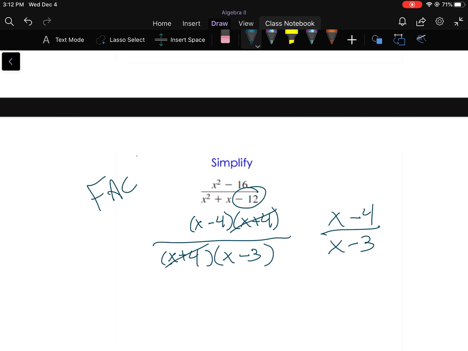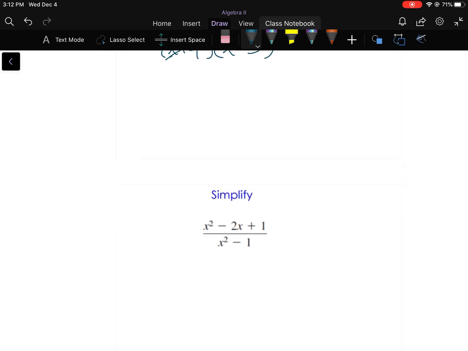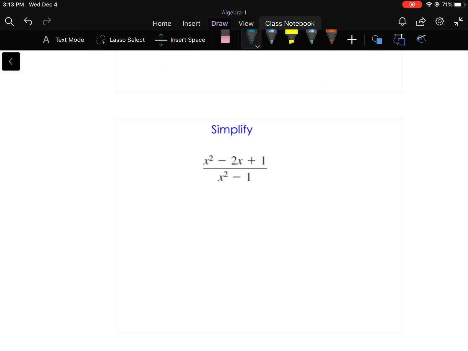But factor first. Factor before you make any sort of decision on what to cancel out. Okay, so again, on the top or the bottom, it doesn't matter which one you start with first. You pick whichever one you're most comfortable with. I'm going to go with the denominator first because I know that's a pattern of difference of two squares.